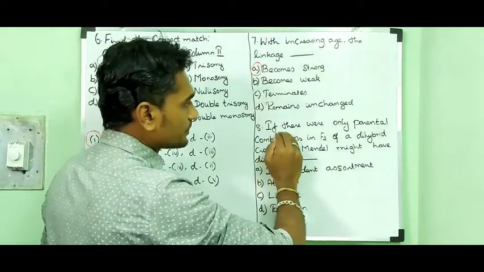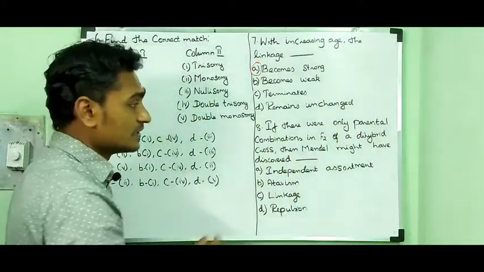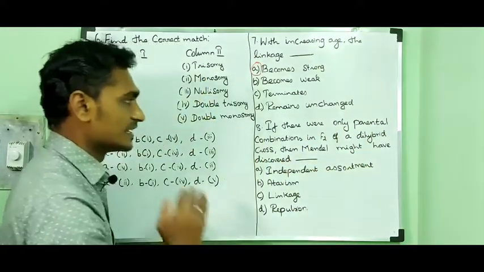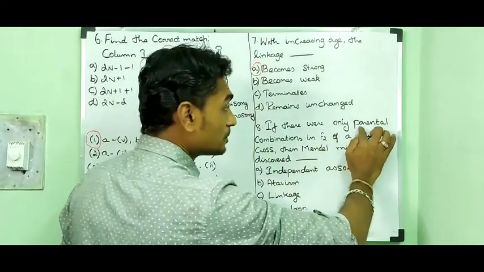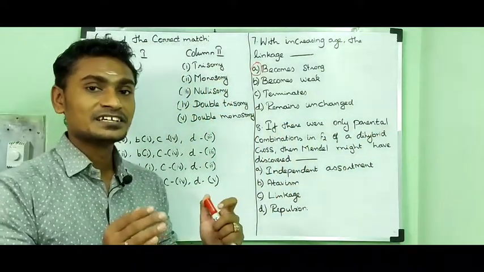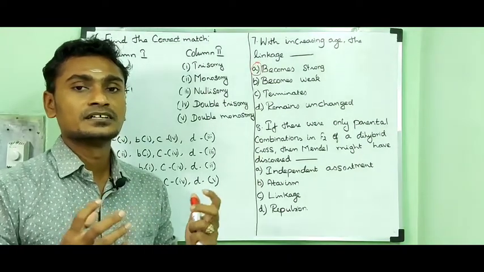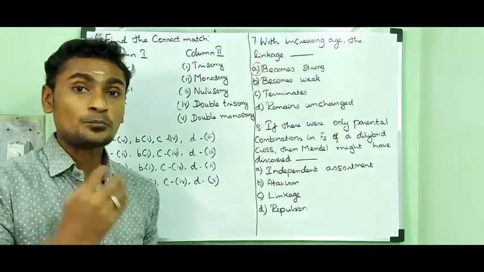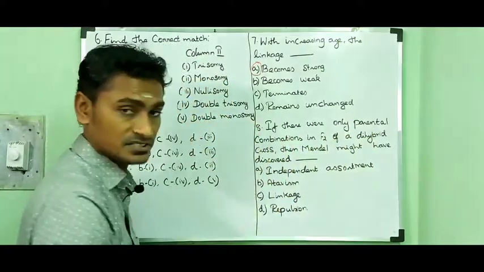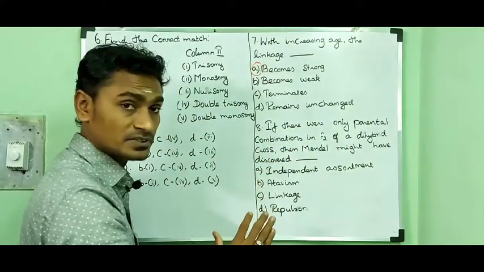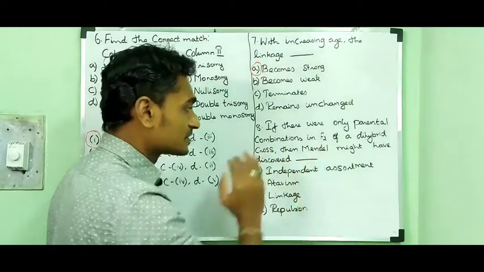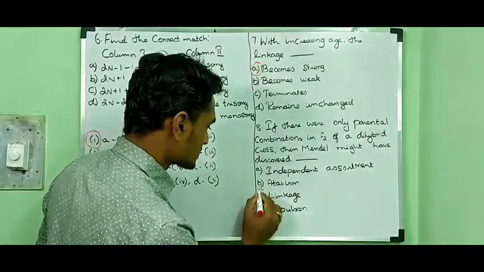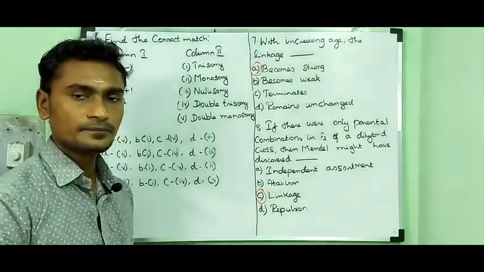8th question. If there were only parental combinations in F2 of a dihybrid cross, then Mendel might have discovered dash. Here they have mentioned the term parental combination. If two genes are linked, we are able to get parental combinations. So Mendel might have discovered a process called linkage. So option C is the right answer.